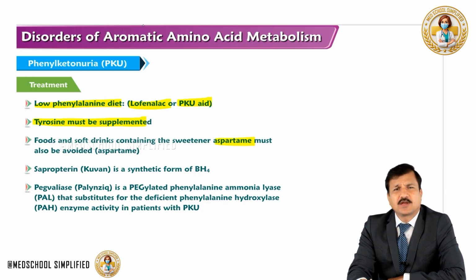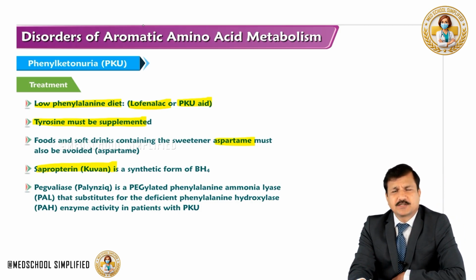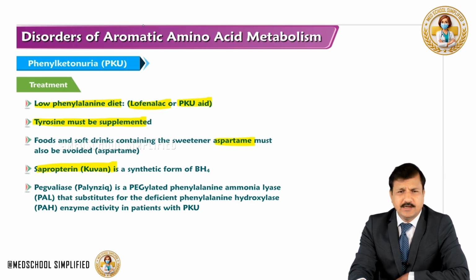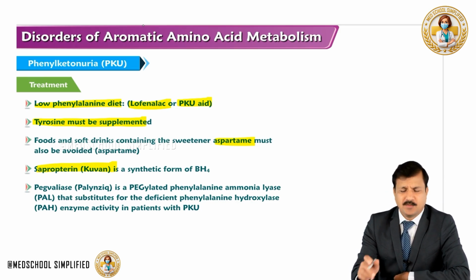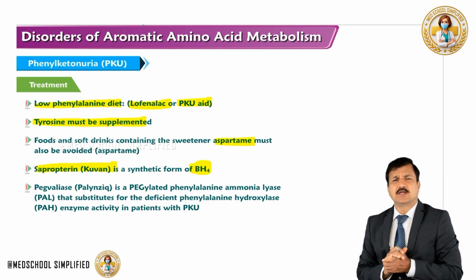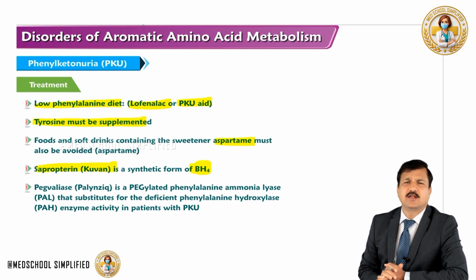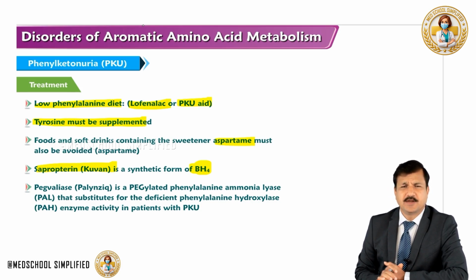aspartame contains phenylalanine and aspartate. So consumption of aspartame may increase phenylalanine levels in the phenylketonuria patients. And one of the treatments that is tried in phenylketonuria patients is sapropterin hydrochloride, which is a synthetic form of tetrahydrobiopterin. So, providing tetrahydrobiopterin may improve phenylalanine hydroxylase enzyme activity in partial phenylalanine hydroxylase deficiency, that is type 2 phenylketonuria.